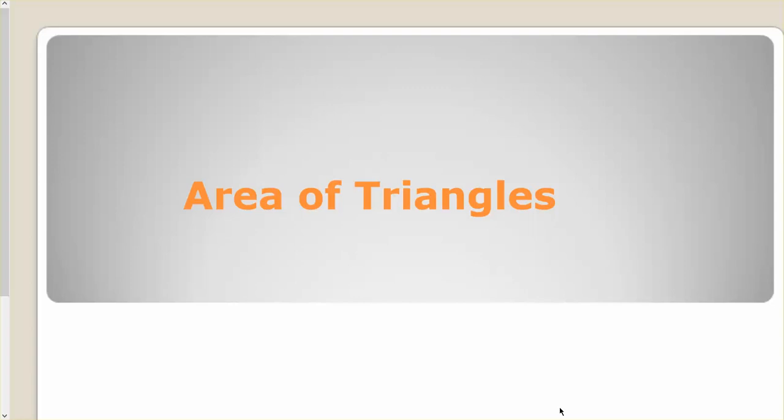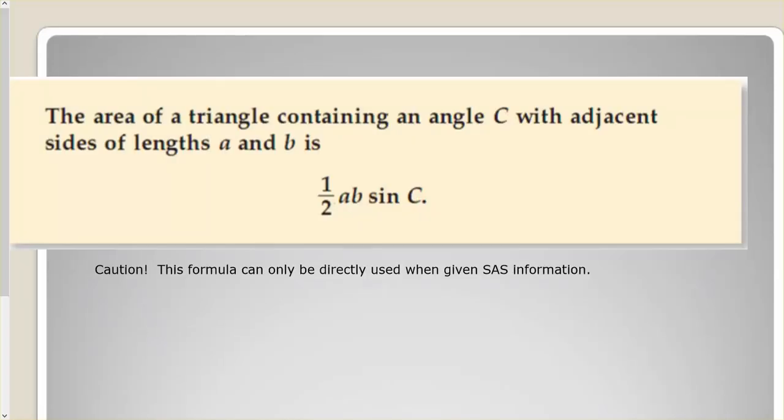Today we are going to be looking at the area of triangles, and it's all based off of law of sines, and really that's it. Really not too much of law of cosines. Let's take a look. The area of a triangle containing an angle C with adjacent sides of lengths A and B is 1/2 AB sine C.